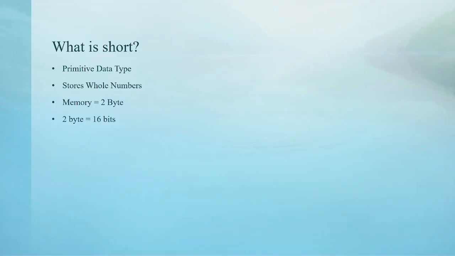The short data type is another primitive data type in Java. Like a byte, it stores whole numbers. The main difference is the memory size. A short occupies 2 bytes, which means 16 bits. Since it has more bits than a byte, it can store a much larger range of values.